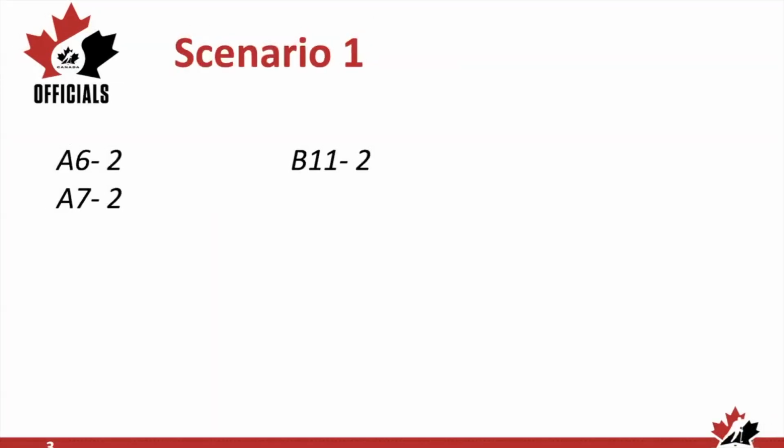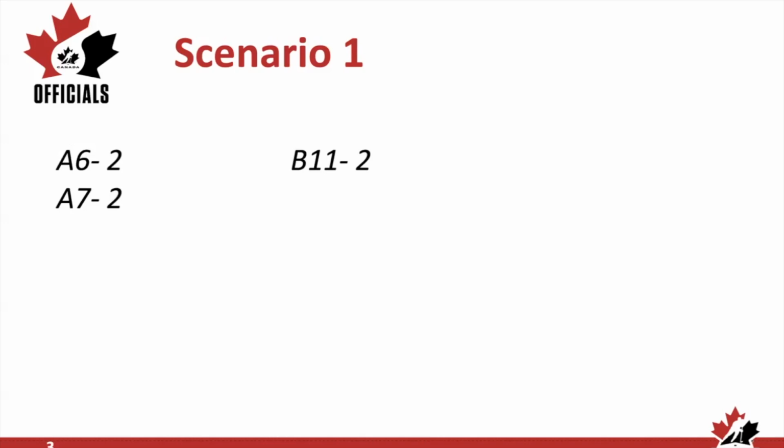So that explains a little bit about what we need to do when canceling penalties. Now let's go through a couple of scenarios. Our first example is pretty straightforward. A6 and A7 each have minor penalties, and B11 has a 2-minute minor penalty. So for all these examples, we are assuming that all the penalties are assessed at the same time.